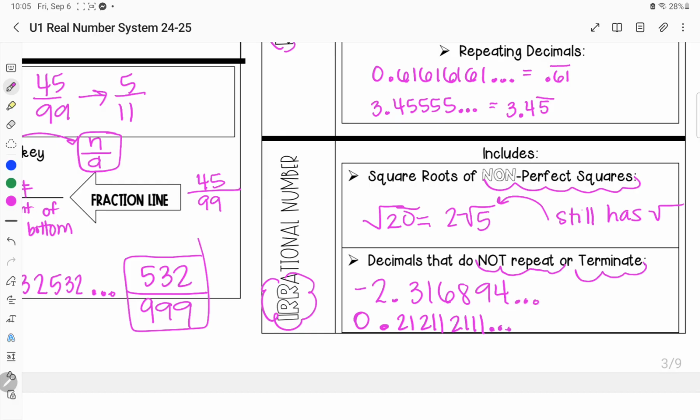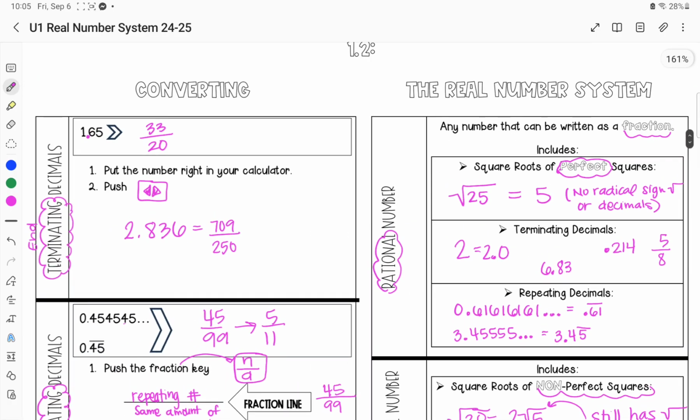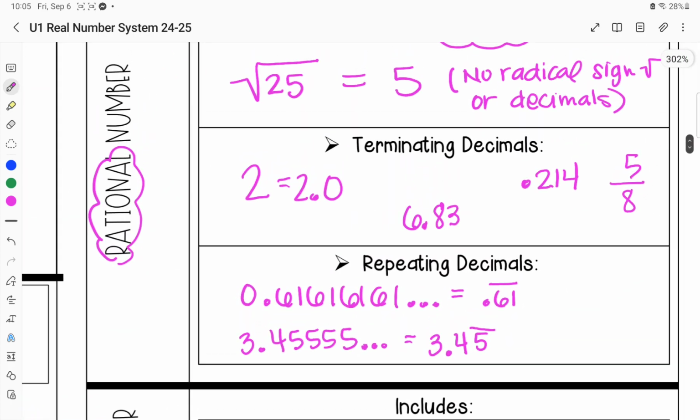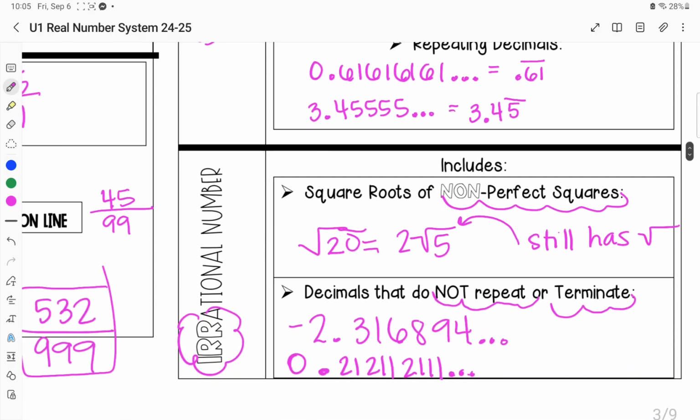So those are the 3 things that we're looking at today. Well, I guess 4, because we're converting, which was one thing. And then you need to be able to tell if it's rational, so it fits into one of these 3 categories, or it's irrational and it fits into one of those 2 categories.